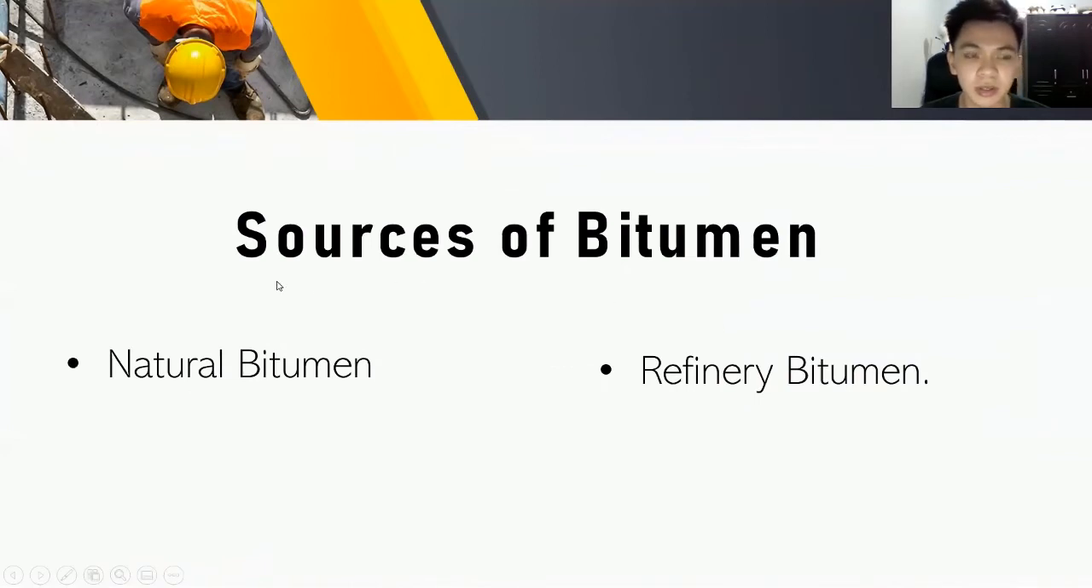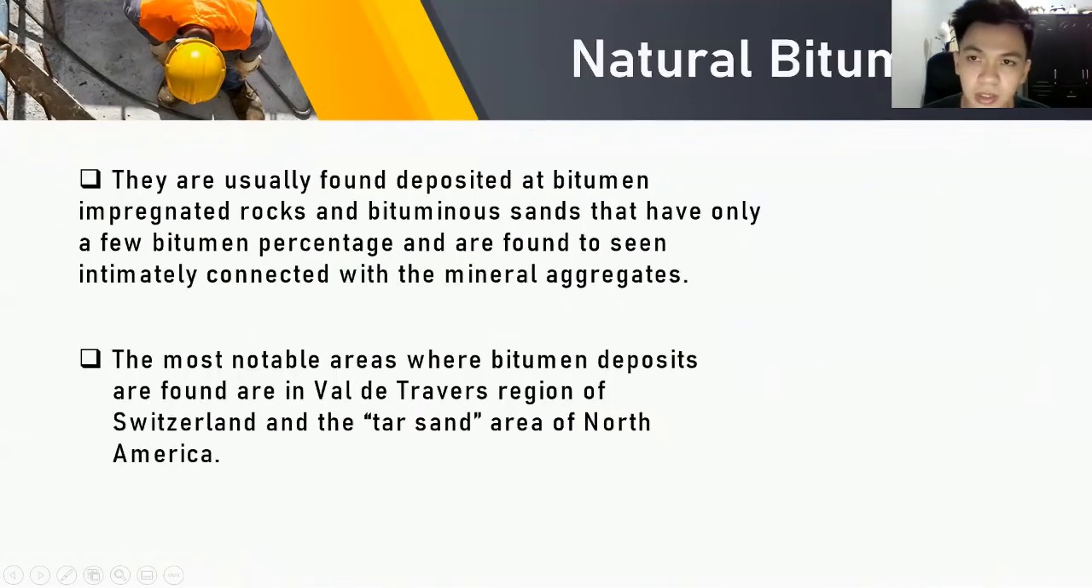Okay, sources of bitumen. So meron tayong dalawang sources lang. Natural bitumen and refinery bitumen. So sa natural bitumen, they are usually found deposited in bitumen-impregnated rocks and bituminous sands that have only a few bitumen percentage and seem intimately connected with the mineral aggregates. But the most notable areas where bitumen deposits are found are in the Val de Travers region of Switzerland and the tar sand area of North America.